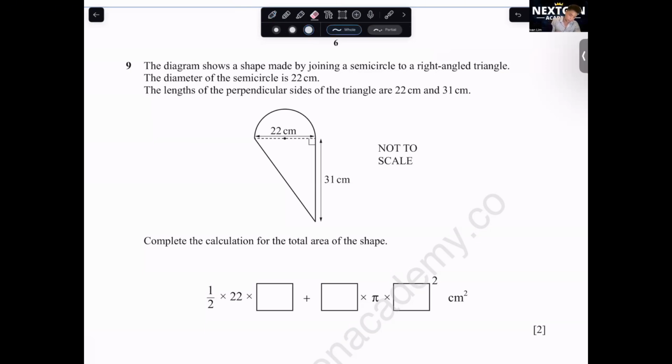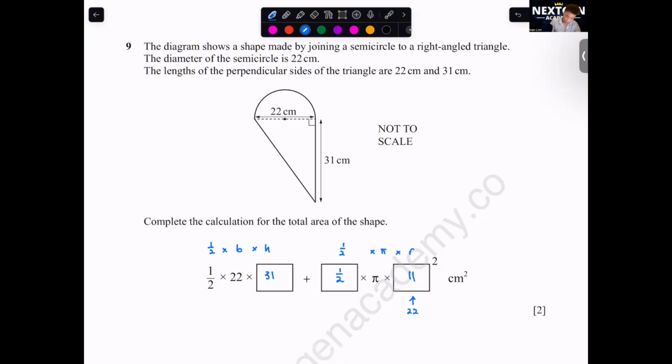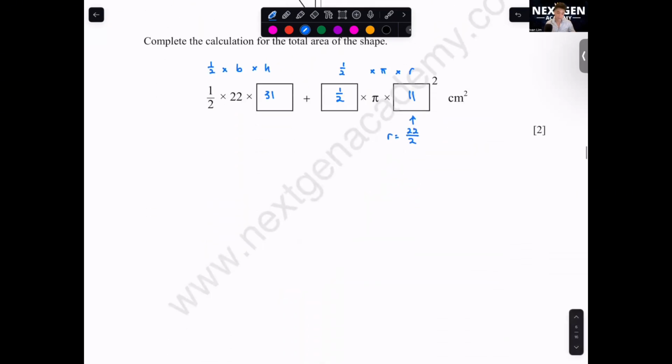Okay, so the total area of the shape will be half times base times height. So I think it's this one here. Half times base times height. The height is 31 plus, what is this? Half a circle, so half pi r squared. So 1 over 2 pi r squared, where r will be 22 divided by 2, which equals 11. This one is 22 divided by 2. And they're not asking you to find the value, you just leave it like this.